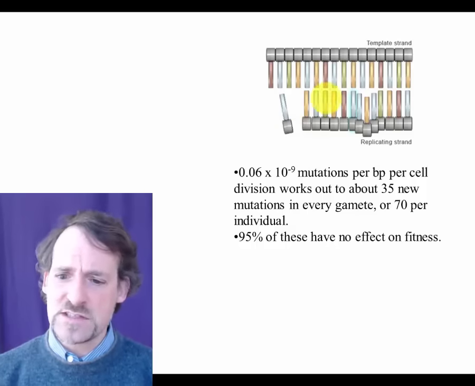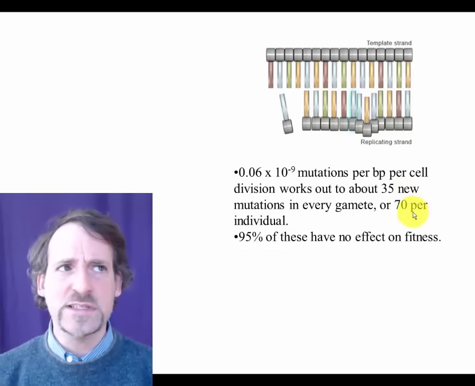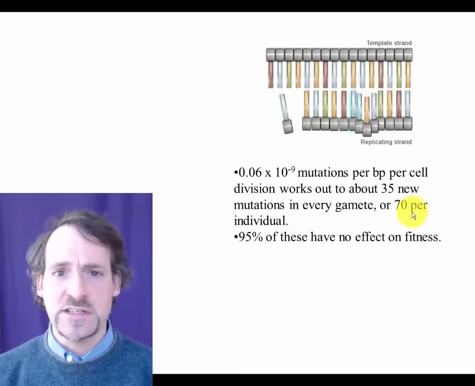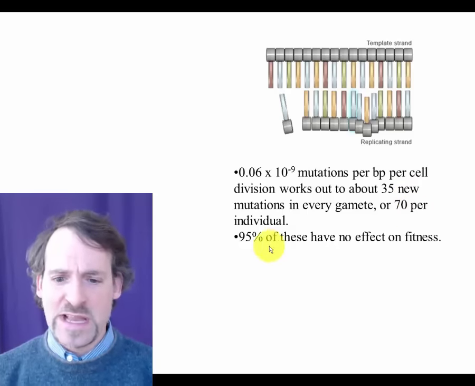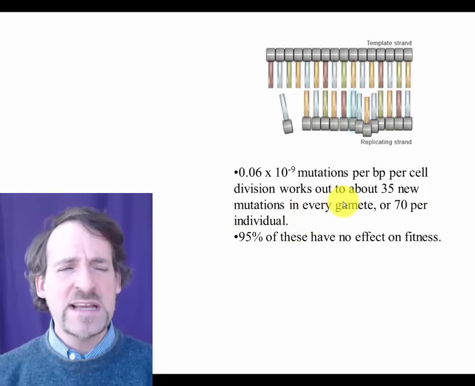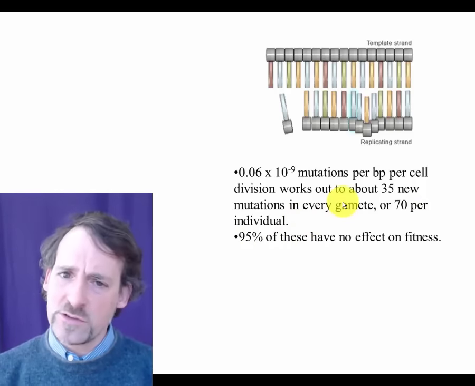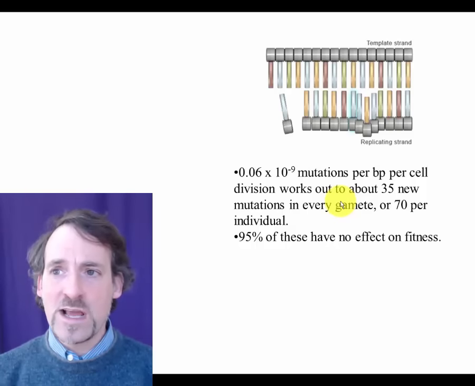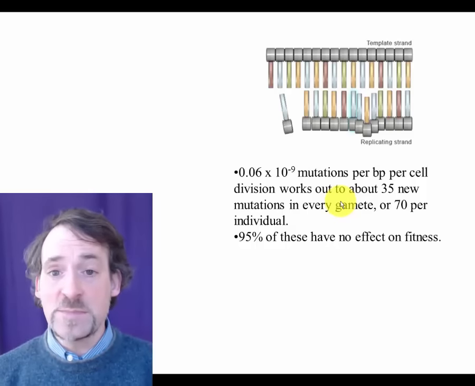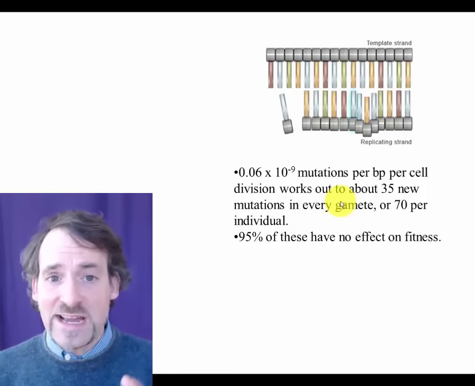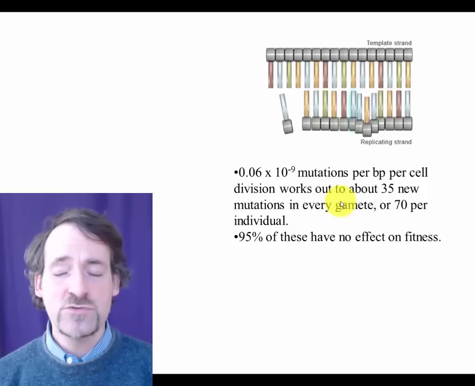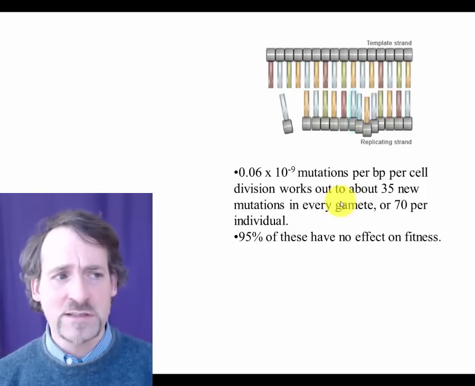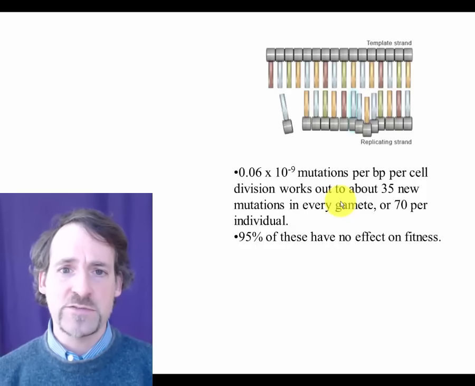You might be thinking that this number is way too low. If there are only 70 new mutations in each individual, and 95% of them don't do anything, is that really enough raw material for evolution to work with? Because, as we'll learn later, in order to have a species keep evolving, it needs to have a lot of genetic variation. New genetic variation needs to keep arising. Well, is 70 mutations per individual enough?